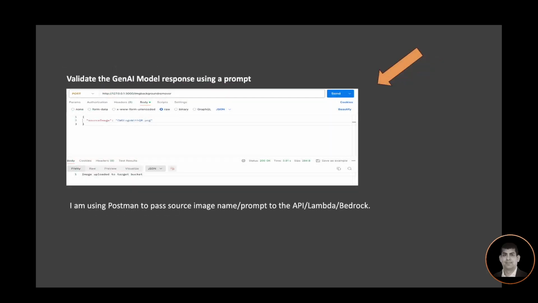Once it's deployed, let's look at the output of this API. In this scenario, I'm passing the source image, and if the function runs successfully, I will get a response with a status code of 200, and the message is that the image has been uploaded to the target bucket. Once that happens, I can get the image from the target S3 bucket.